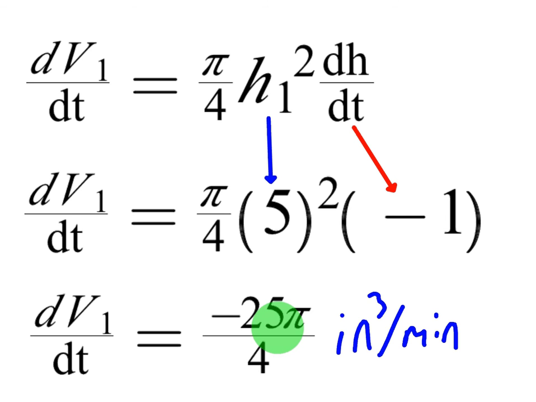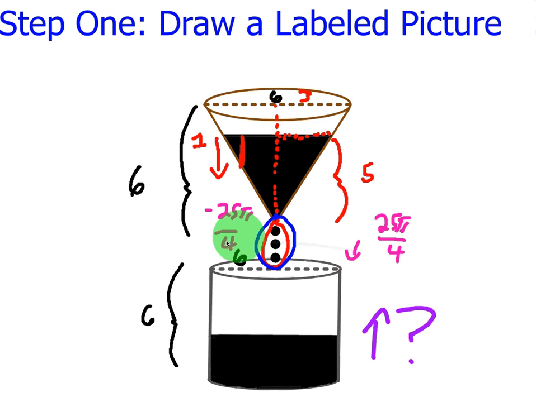I don't know if you noticed this. I've actually had this on here the entire time. Of course, that doesn't mean anything until we explain it, but that's the rate at which the volume of coffee is coming out of this filter. Negative 25 pi over 4 cubic inches per minute. As a rough estimate, that's about 20 cubic inches per minute. That is coming out of this filter, so it must be going into this pot at the same rate. Positive 25 pi over 4 is how much the volume is increasing in the cylindrical pot.